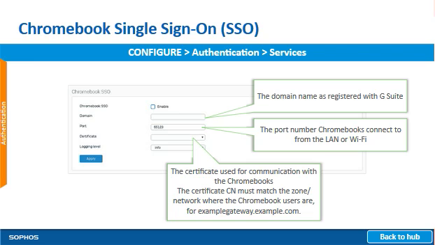Chromebook SSO must be enabled in Configure Authentication Services by providing your domain that is registered with G Suite and a certificate used to communicate with the Chromebooks, where the common name matches the network where the Chromebook users are.